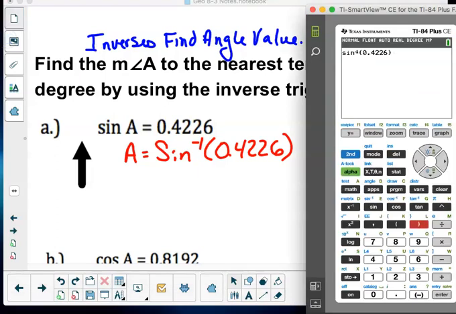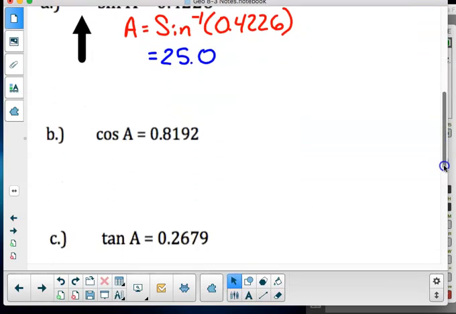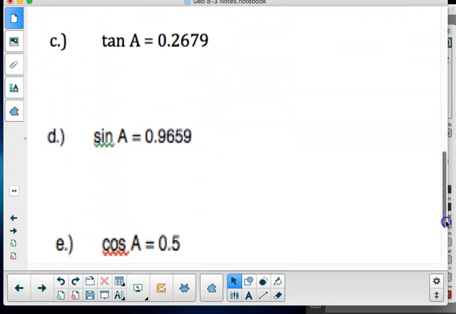The other ones found side lengths with angles. This finds angle value. I hit it and it's 24.998. But remember, if I round to the nearest tenth, I round up to 25.0, and I pad it out with a 0. So 25.0. Now, that's how I do it. So you guys go ahead and do the next 4.